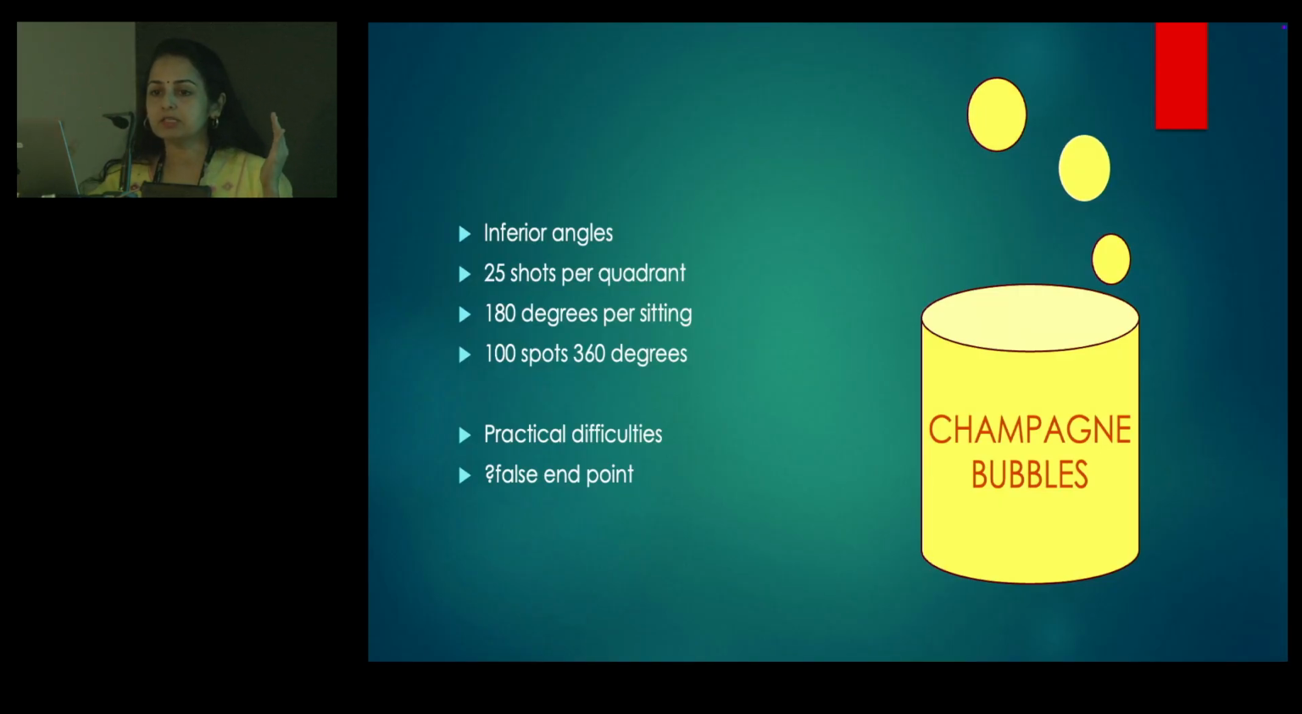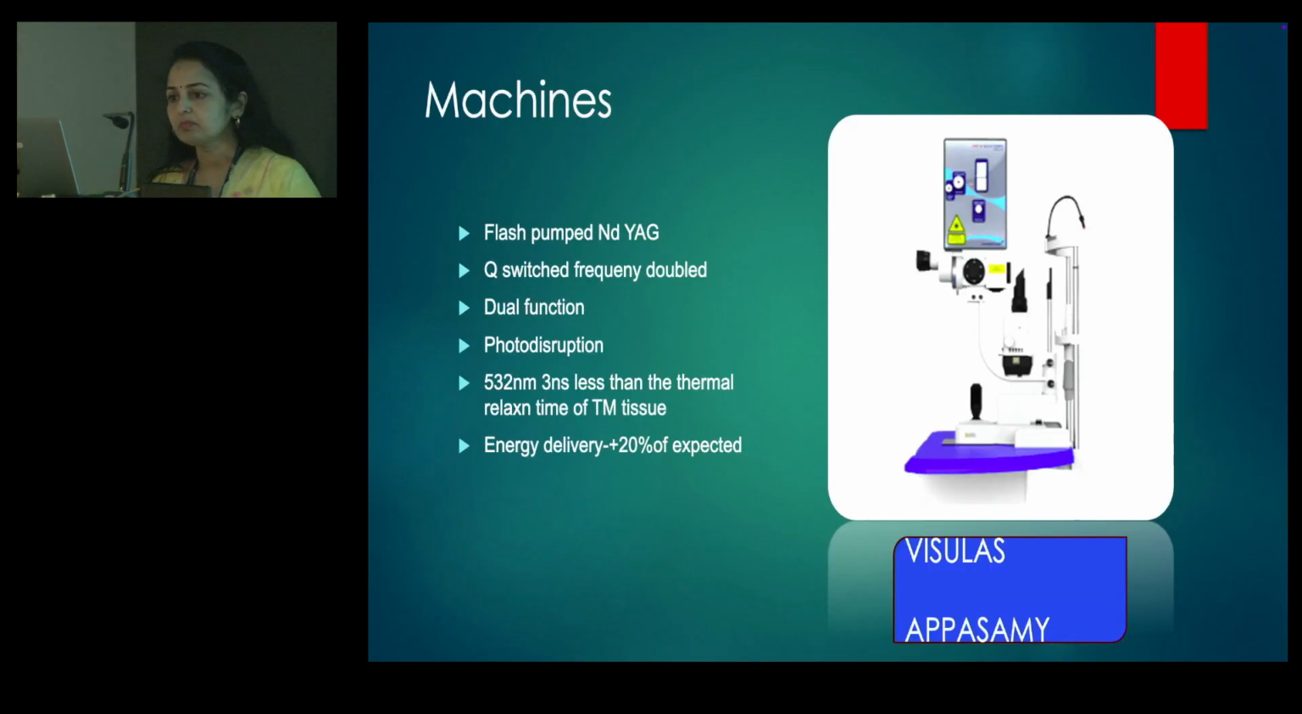When you come to the edges of the mirror, it is difficult because focusing is difficult. You have to get the skill to tilt the mirror and look at the side and give the shots. These are the small practical difficulties. Some studies say that champagne bubble formation is a false endpoint because there are not many histopathological changes happening there. As I already mentioned about the machine, it is a Q-switched frequency-doubled laser. The mechanism is not photocoagulation, it is photodisruption of the melanocytes.